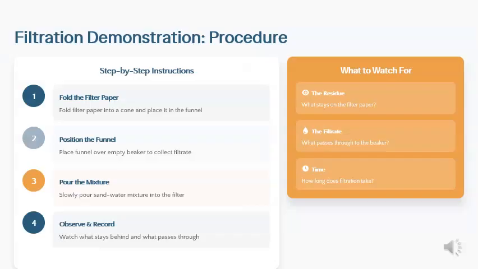So the filtration demonstration procedure: we'll go step by step through the instructions on how we should do it. Number one is fold the filter paper. Fold the filter paper into a cone and place it in a funnel. Number two, position the funnel. Place the funnel over an empty beaker to collect the filtrate. Number three, pour the mixture. And number four is observe and record.